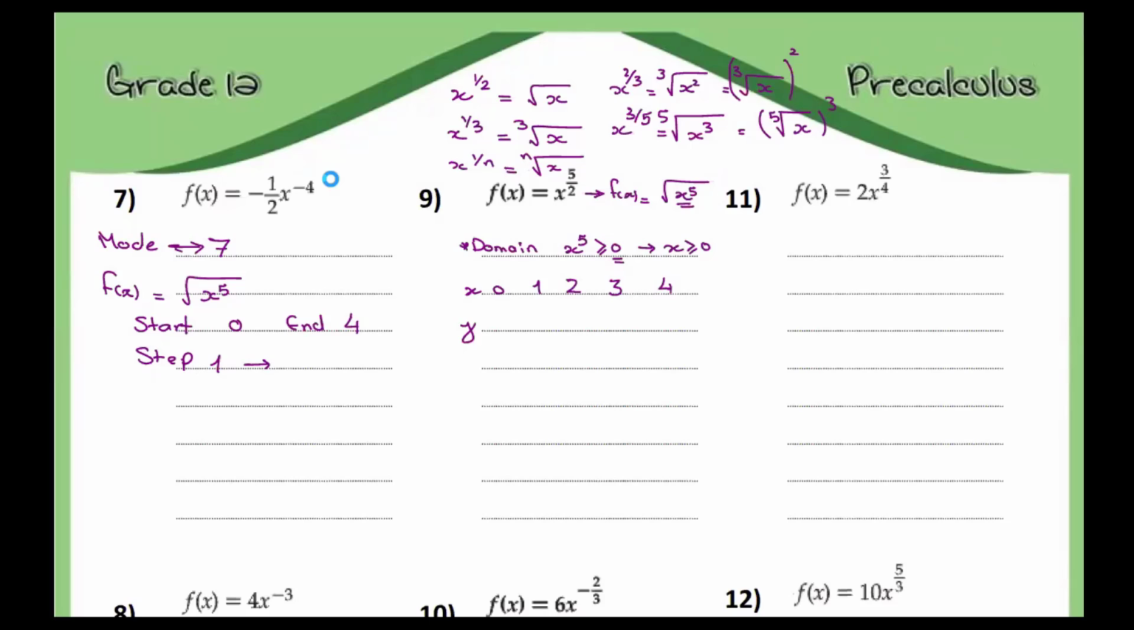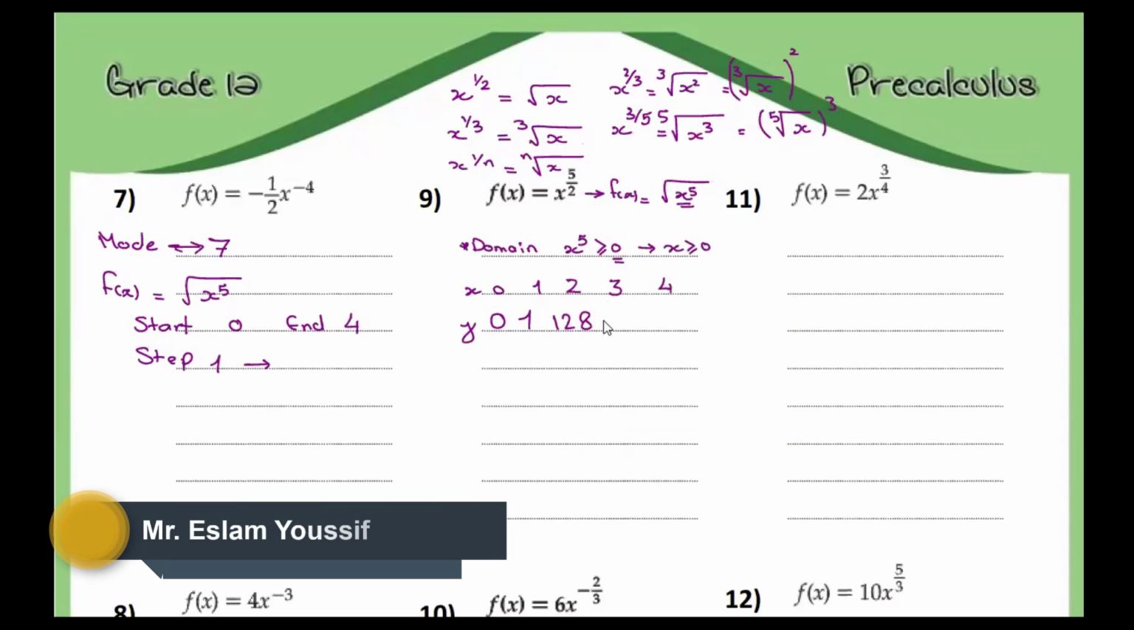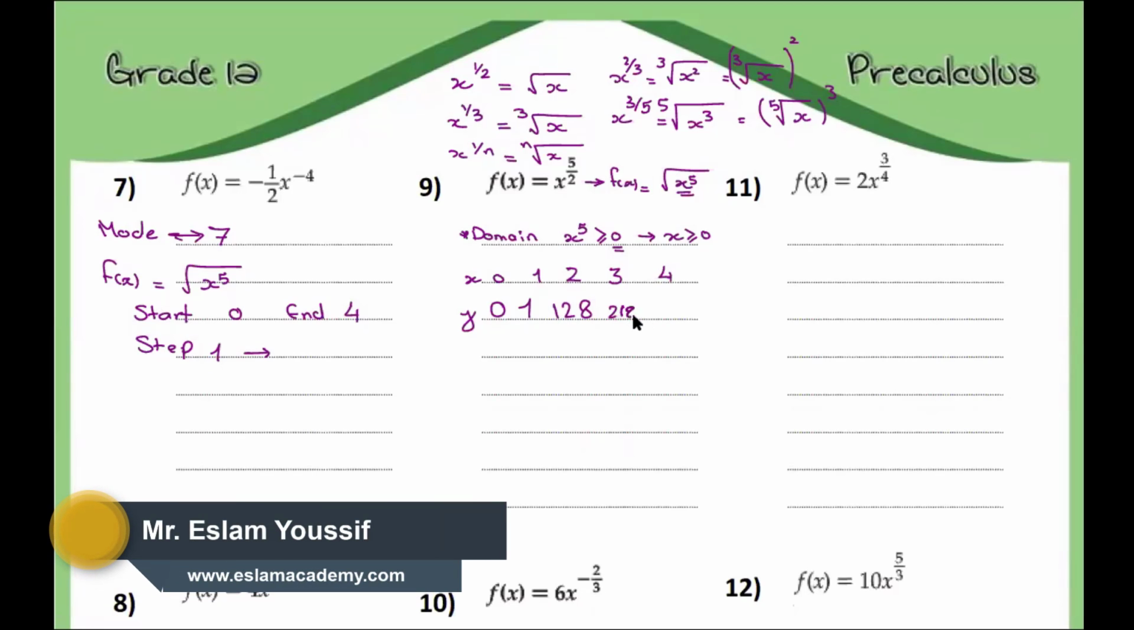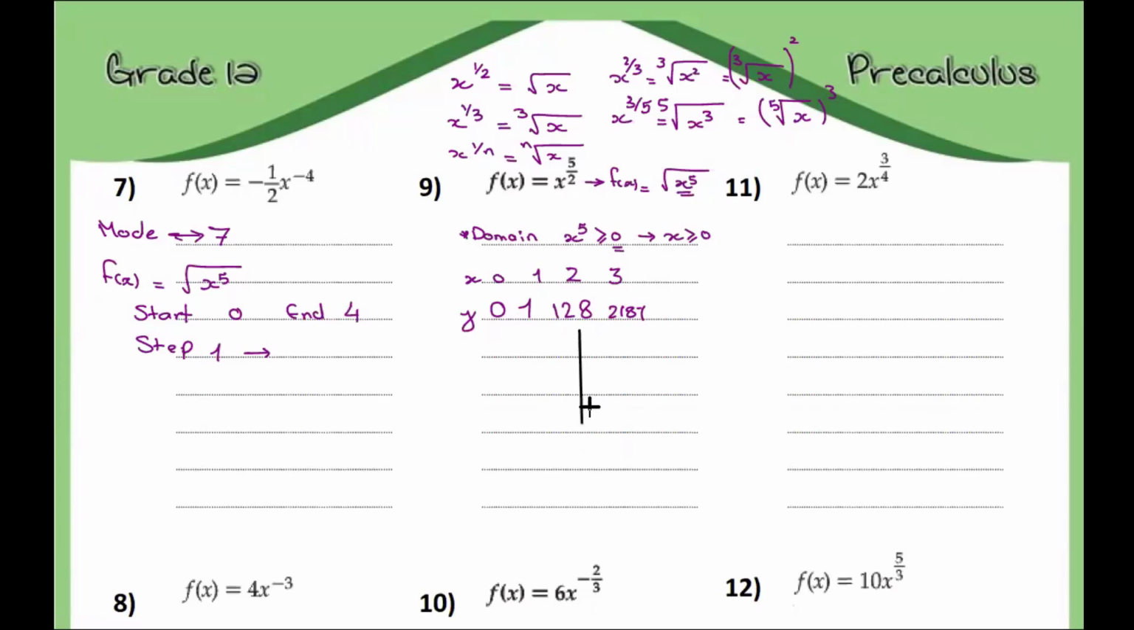So what is the answer? 0, 1, 128. Then the next will be 2,187. Okay, that's enough. So on the graph, you see that we are going up. That's how the graph would look like. These are the coordinates.